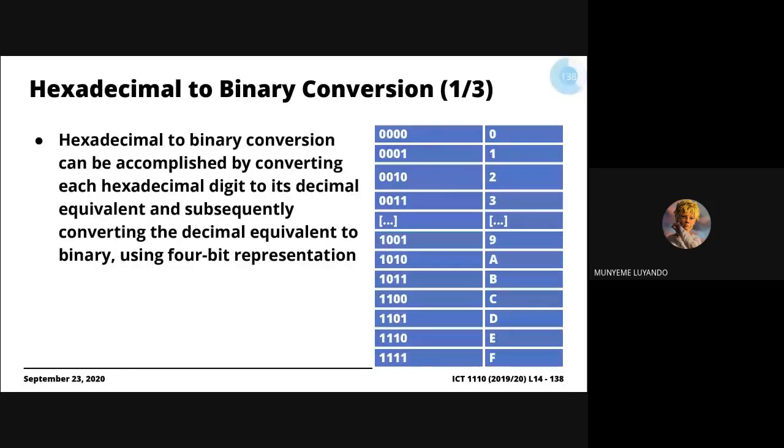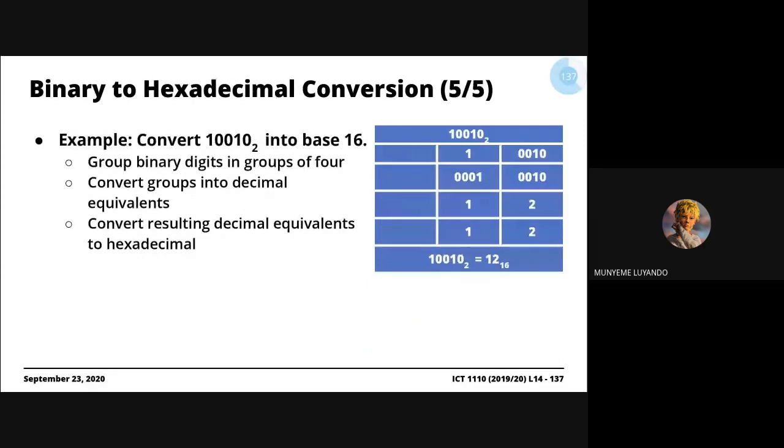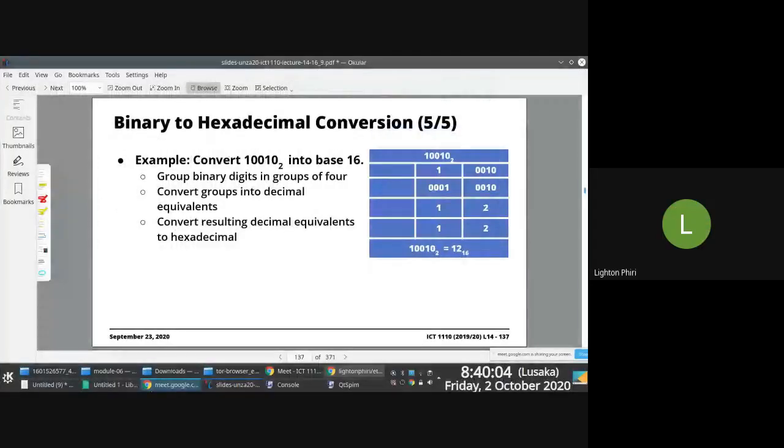Sir. Yes, sir. Can you kind of go over this example? I lost it, after you just grouped binary digits into 4. Do you mind? No, I don't mind. That's fine.